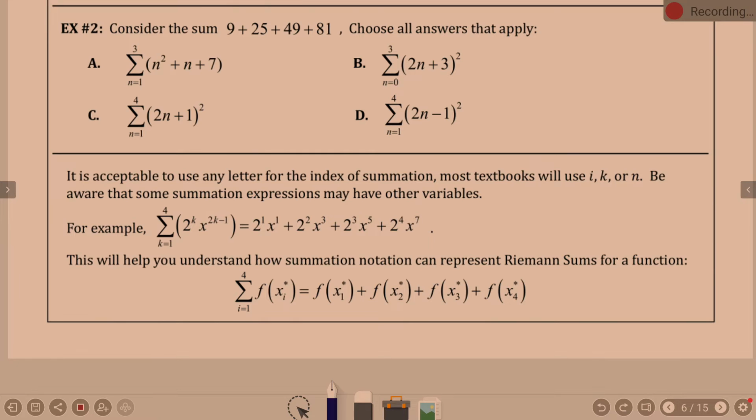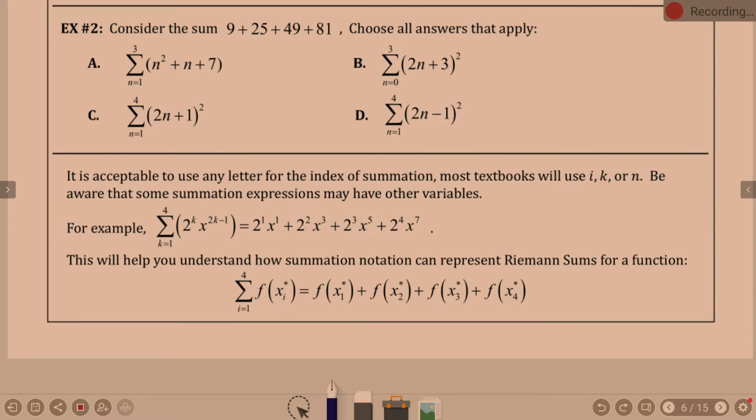Consider the sum 9 plus 25 plus 49 plus 81. Choose all answers that apply. So there are 4 choices. It's not multiple choice in the sense of pick the one that's right. It's pick any and all that apply, so there could very possibly be more than one. I don't have a better way other than to put them in and start seeing what happens. So in other words, this one is from 1 to 3.